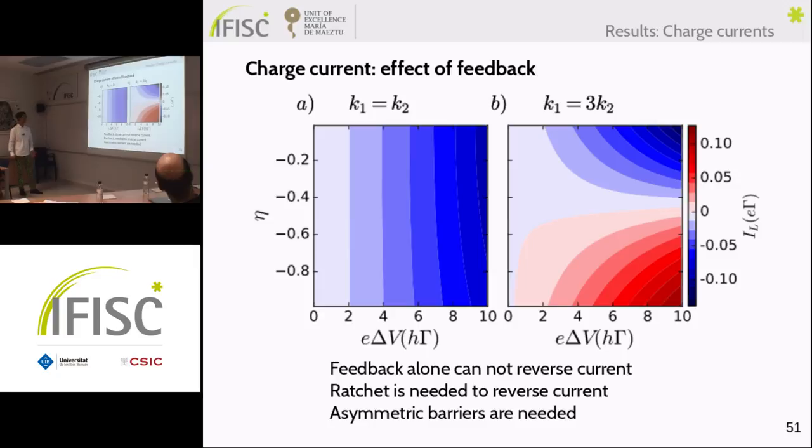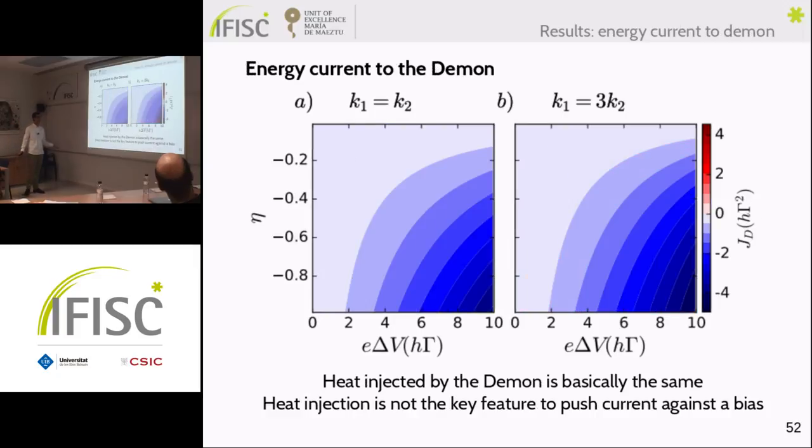OK, but one can say now, well, you are injecting energy into the system. So where's the fun in that? If we look at the energy that is injected by the daemon, we find that it's almost the same in both cases. So we think that this is not the main mechanism driving the current against the bias. If the energy current in one case is the same as in the other, and in this case nothing was happening, and in this case something is happening, it means that there is a different mechanism behind all of this.